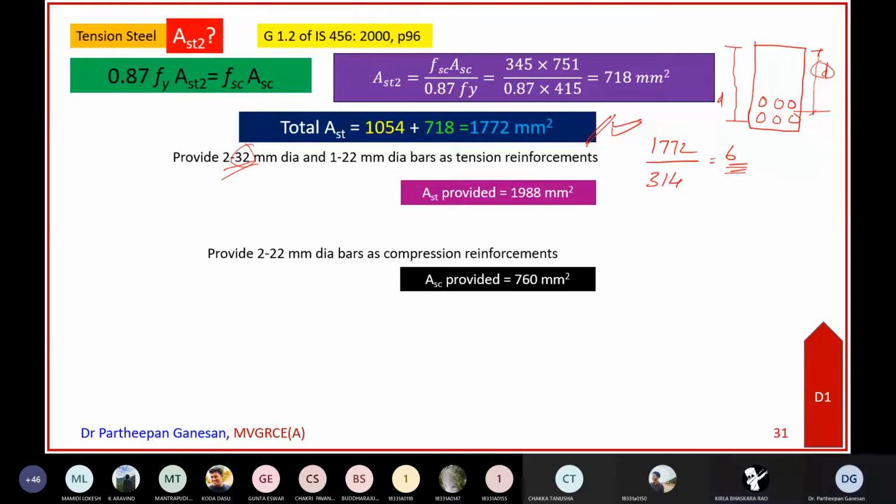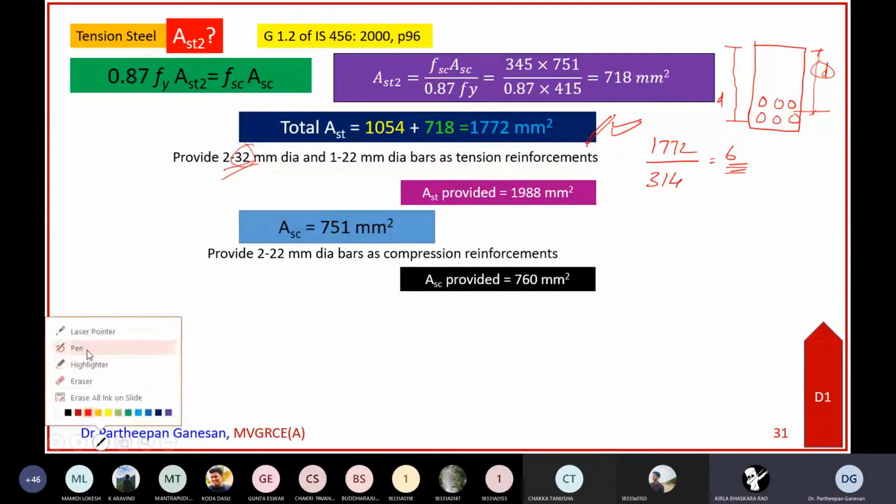Sir, here we design using 32 mm bars 2 and 20 mm bars 1 bar. Or suppose we have to use 25 mm bars 2 and 32 1. How to arrange that? The area must be 1786, sir.